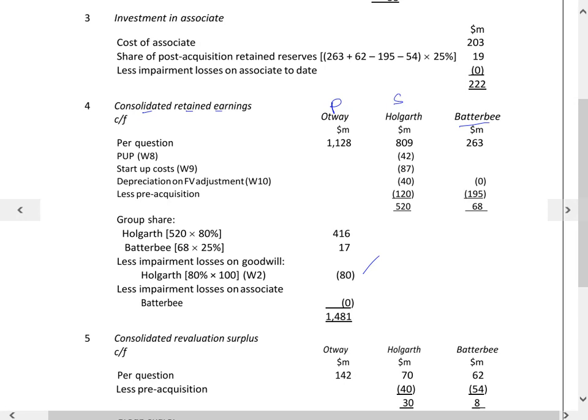What is this adjustment here? PUP is your URP, provision for unrealized profit, URP. 42, closing balance adjustment. This is your intangible asset under subsidiary. Additional depreciation, and this is your fair value. What is this? This is our post.